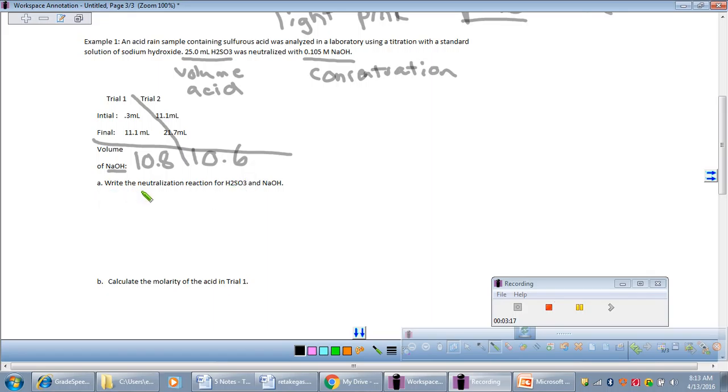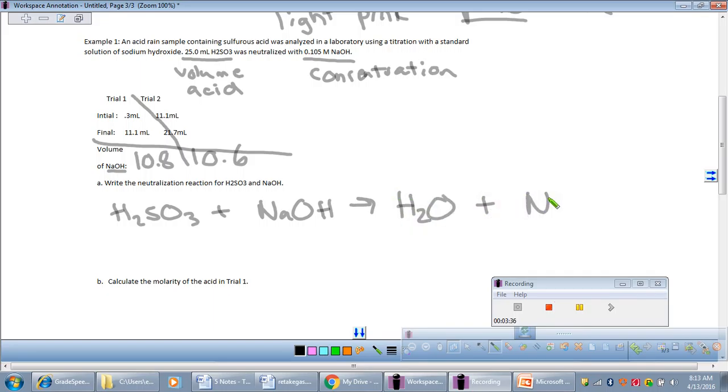What you need to know is the neutralization reaction. So you write your reaction. When you neutralize an acid with a base, you are always going to get water and a salt. In this case, the salt is Na2SO3. That is because SO3 has a charge of -2, and then you balance. What's important is the ratio of acid to base, because that is what we're converting between.